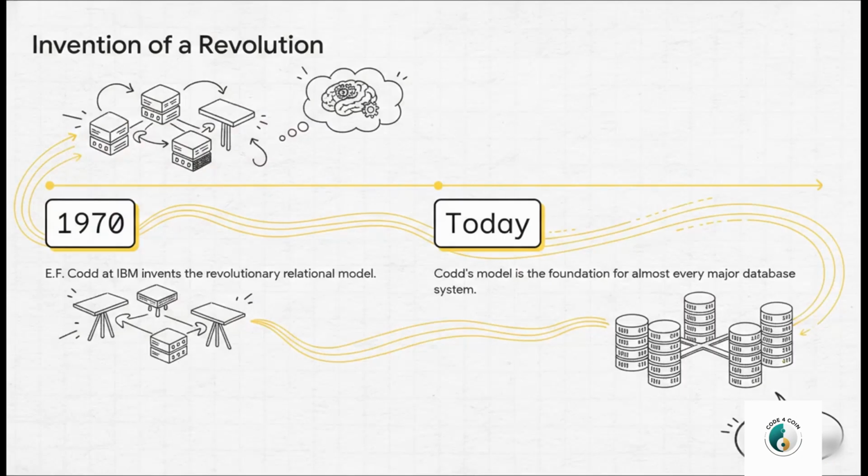And believe it or not, this revolutionary idea has been around for a while. It was invented way back in 1970 by an IBM mathematician named E.F. Codd. What made his model so genius was that it separated what the data was from how it was physically stored. This let developers stop worrying about the hardware and just think about data logically. It's the foundation for almost every major database we still use today.